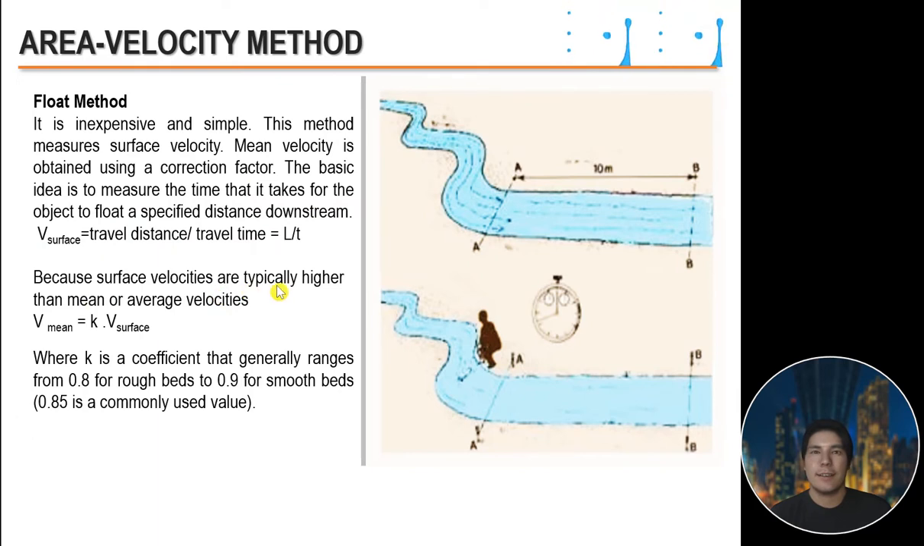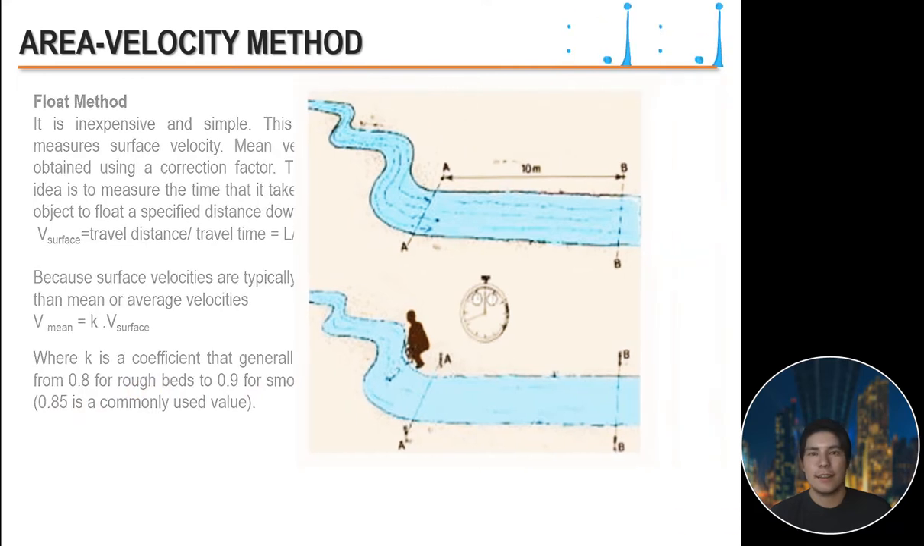So because the surface velocity is typically higher than the mean or the average velocity, so we have this correction factor K. So generally, it ranges from 0.8 for rough beds to 0.9 for smooth beds. So commonly used is 0.85 as the value of K.